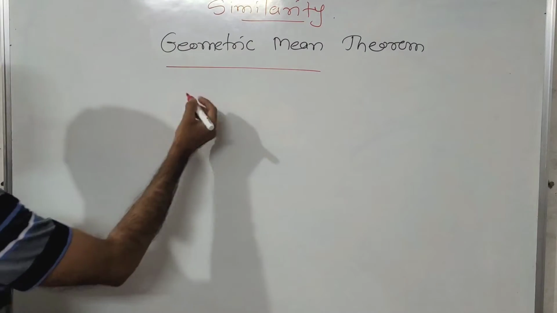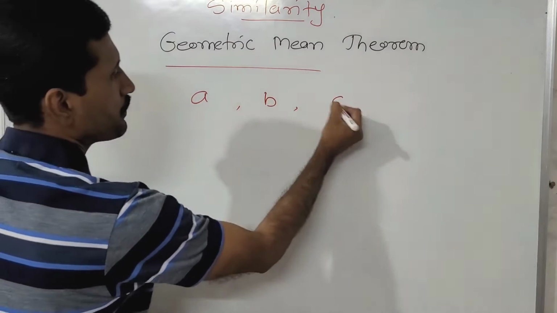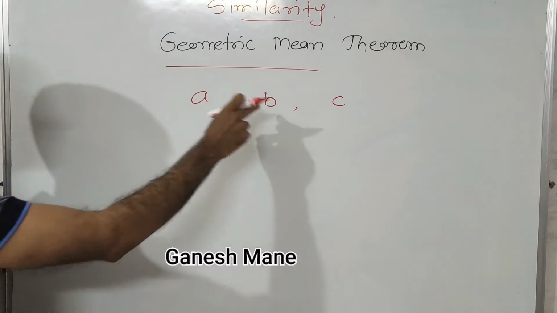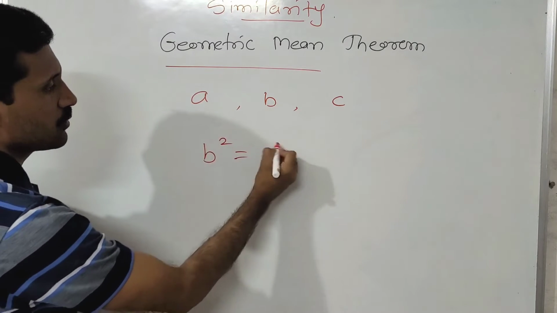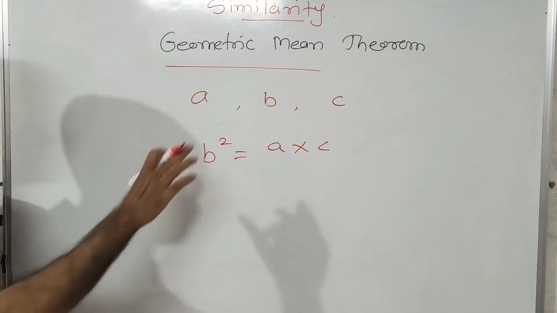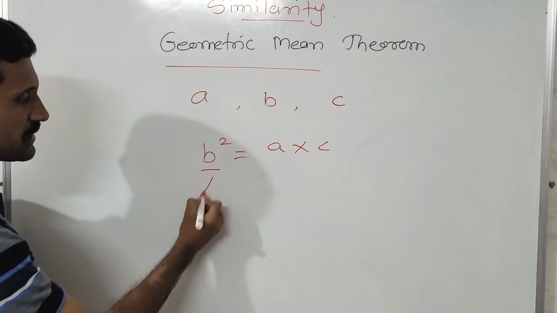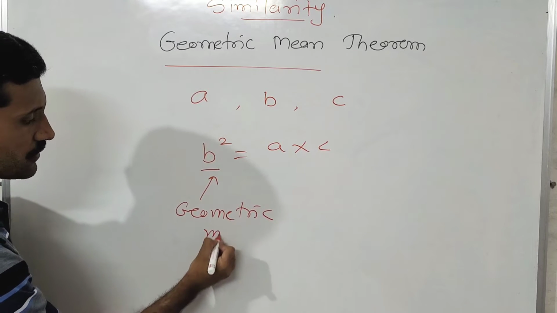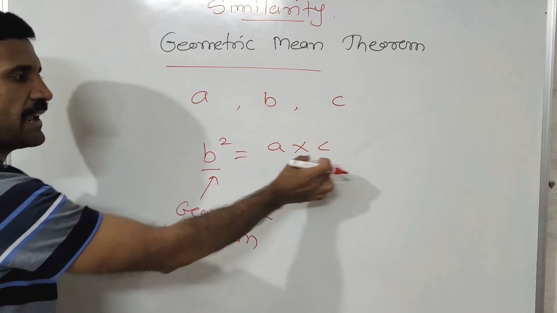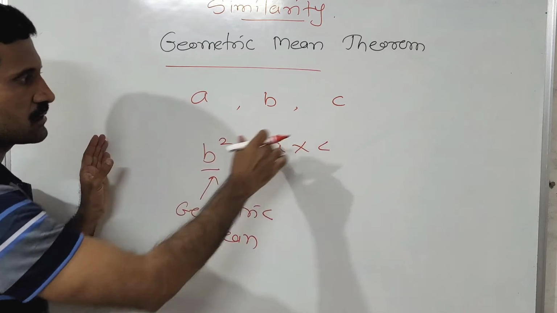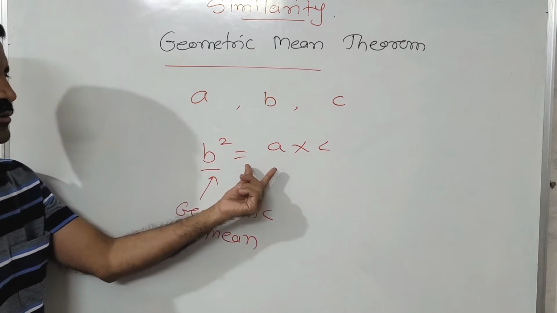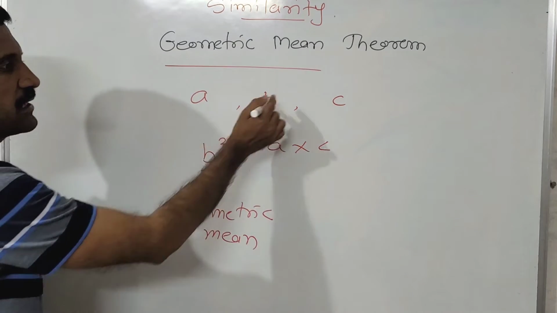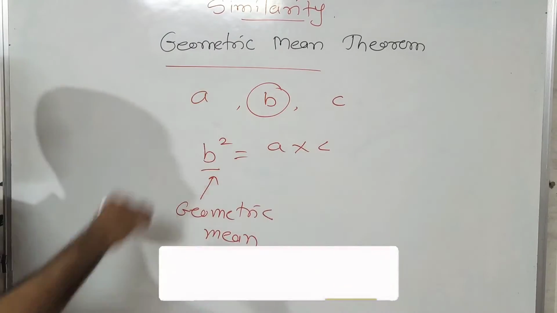Suppose if we have 3 numbers A, B and C. So if we write these 3 numbers and if B square is equal to A into C, then in this case we say that B is the geometric mean of remaining 2 numbers, that is A and C. So for any 3 numbers, the square of one number is equal to the product of remaining 2 numbers. In that case, we say that B is the geometric mean of other 2.